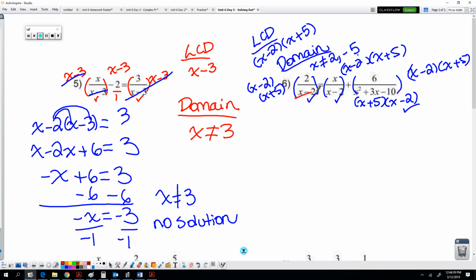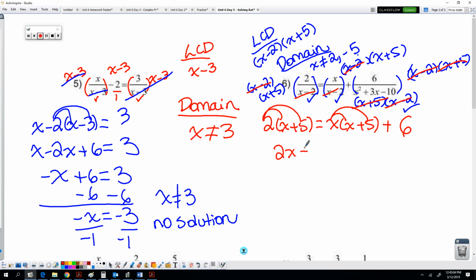So my x minus 2's cancel out, so I'm left with 2 times x plus 5. Then my x minus 2 cancels out, so I have x times x plus 5. And my next one, look at that, they both go away. So I don't have anything except for just 6. So now we solve, okay? We're going to distribute. So I get 2x plus 10 is equal to x squared plus 5x plus 6. So we know whenever you see an x squared term, you have to get one side equal to 0.